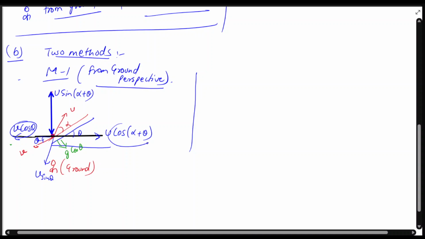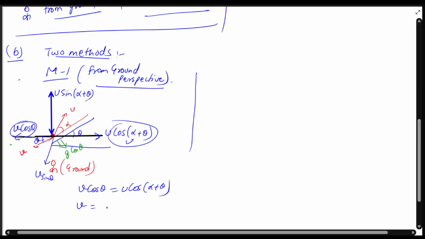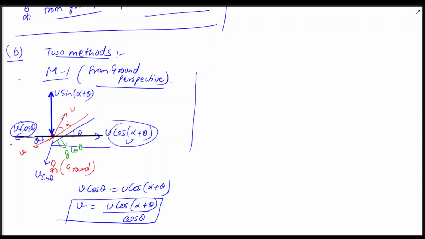So this and this must be zero. So v cos theta must be equal to u cos(alpha plus theta). Means this component must be equal to this component. Then and only then it will be doing this vertical motion, right? So directly we will get v equal to u cos(alpha plus theta) divided by cos theta, right? So this is quite simple, but this method is not so convincing, right?